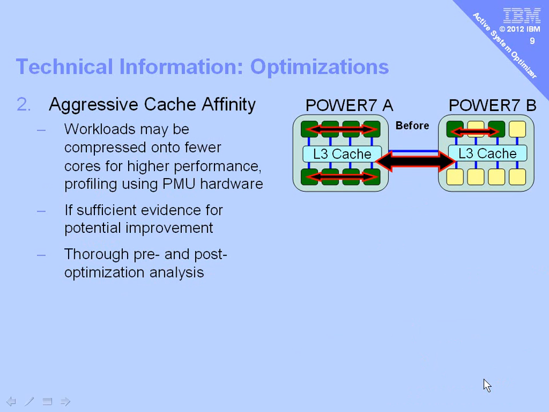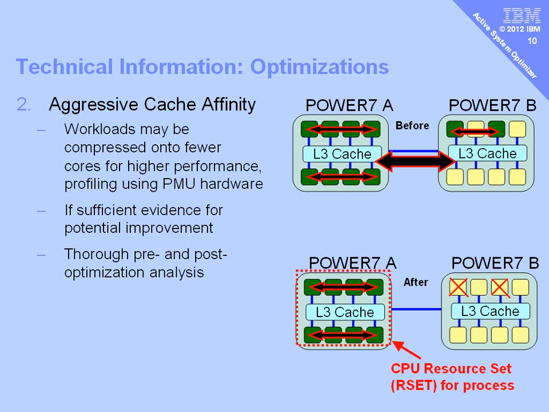In the second case of aggressive cache affinity, similar things are going on where we have lots more cores involved in running a workload, but it still sees a lot of level 3 cache movements, and it decides that the threads running in the POWER7 B chip would be better to be moved to the other chip, even though that is fully used, to reduce the amount of cache movement and actually help the performance.